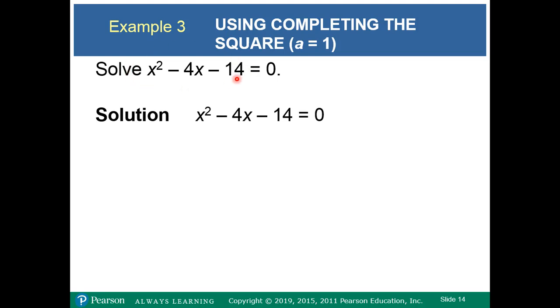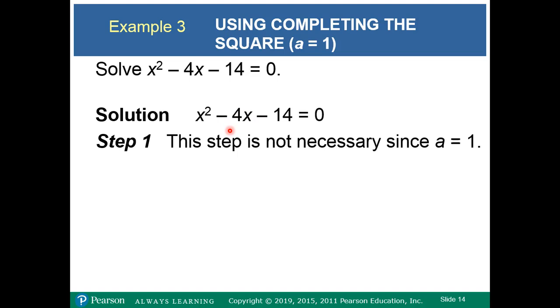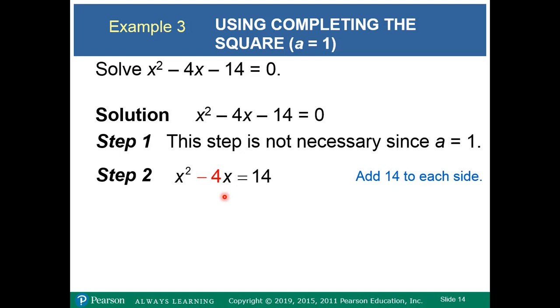So let's use this as an example. So here's what we have. The first thing we look at is the leading coefficient is 1, so we don't have to divide by anything. Now we're going to take the 14 and move it to the other side, so we add 14 to both sides. And now we're going to take this negative 4 and divide by 2 and then square it.